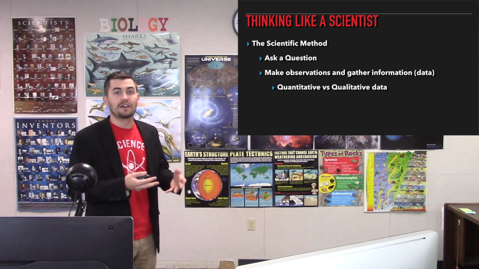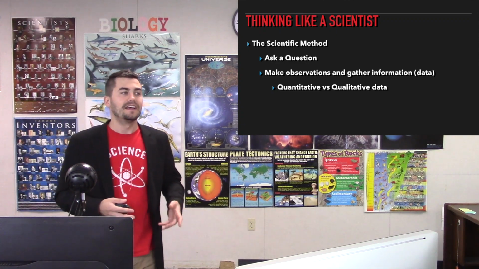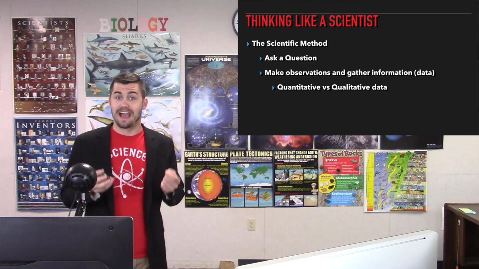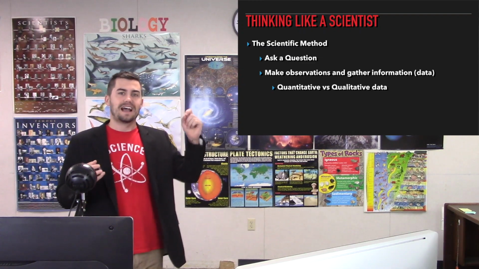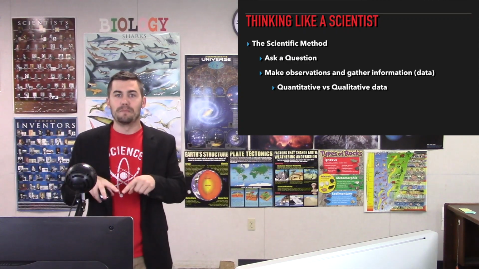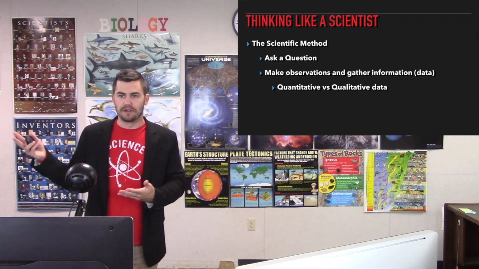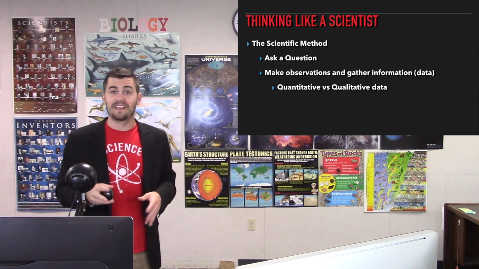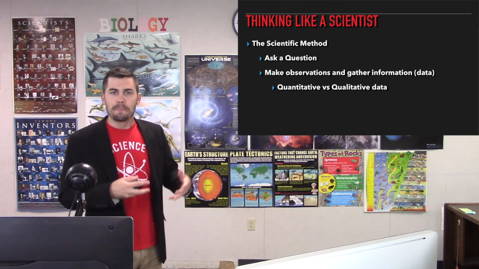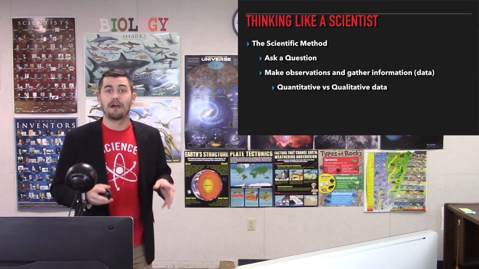So data can be quantitative or qualitative. Quantitative data, that's the kind of data you can actually count. So if we want to count how many insects live in this particular square meter of ground, how many bird species live in this one tree, questions like that. Whereas qualitative data can really only be described. It can't necessarily be counted.